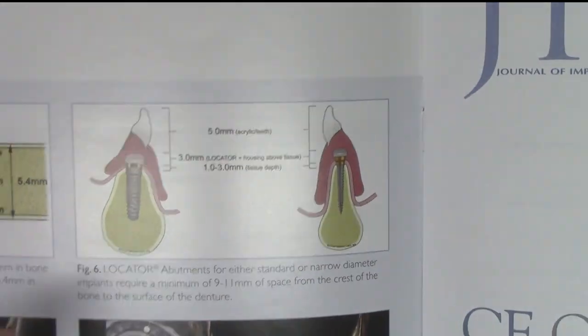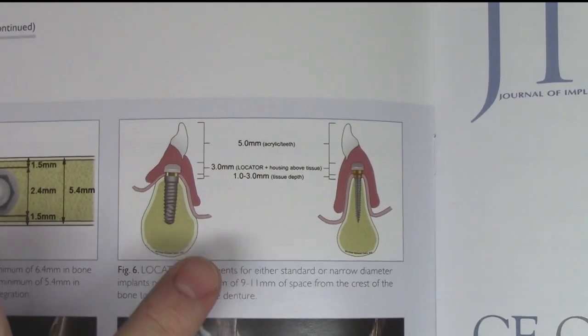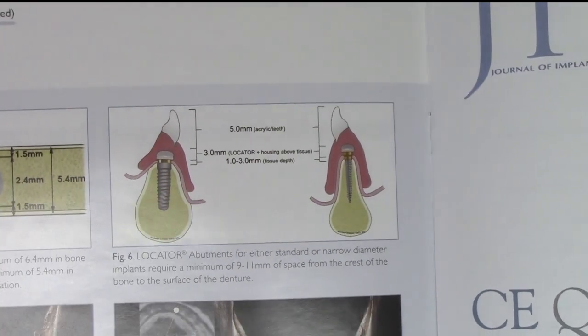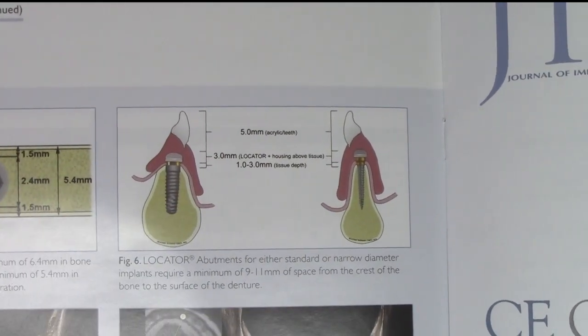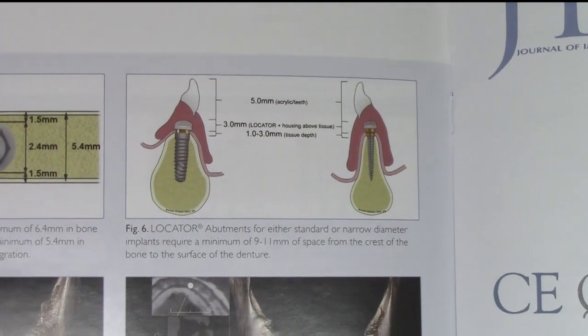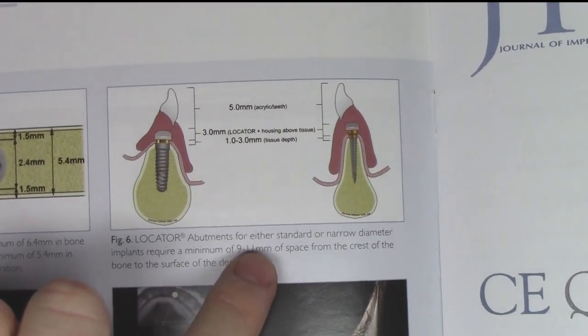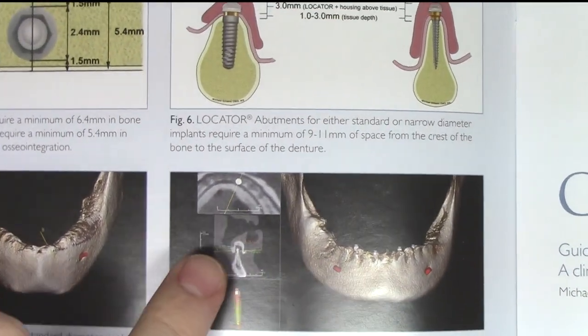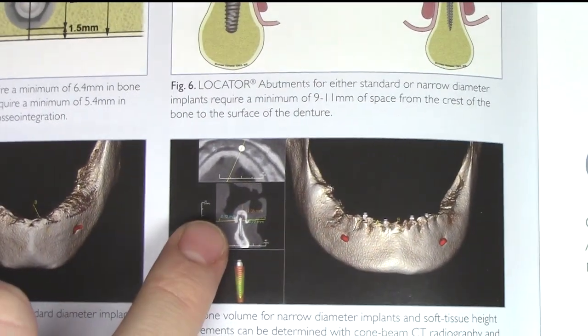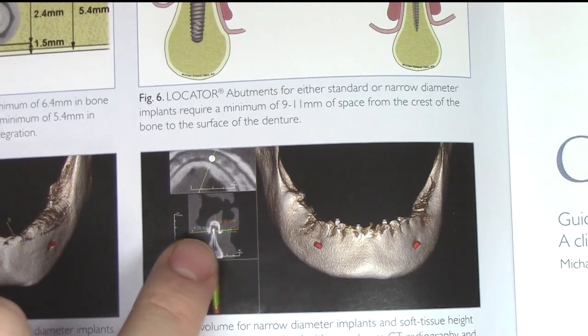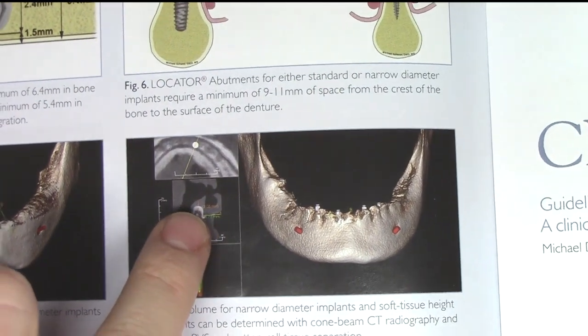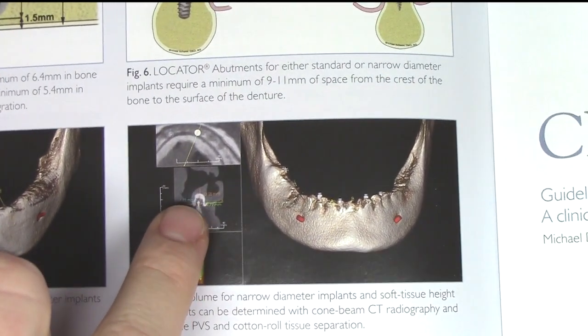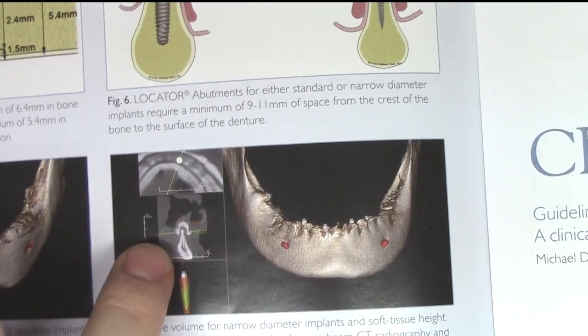And how we get that is we take our complete denture, and we can then measure the intaglio surface of the complete denture. We're typically looking for somewhere between 9 to 11 millimeters. We can do that either in the clinical chair or in our cone beam system. If we use our tissue separation technique that I love to teach about, we can see here the outline of the standard complete denture. I can take a measurement from the top of the bone to the top of the denture.